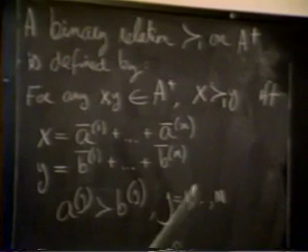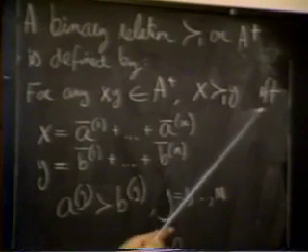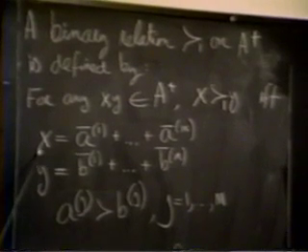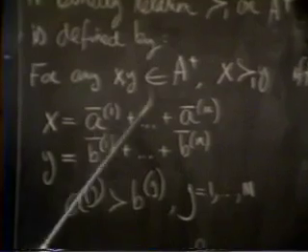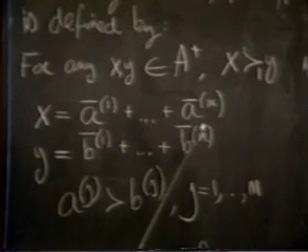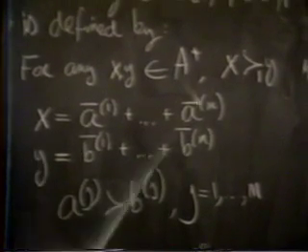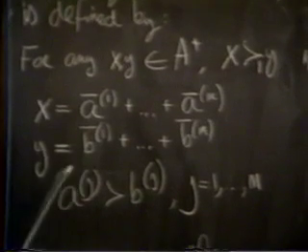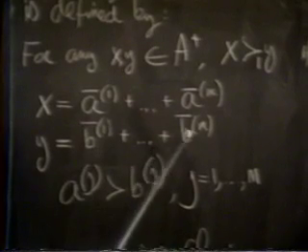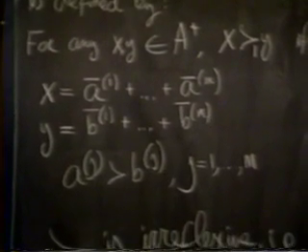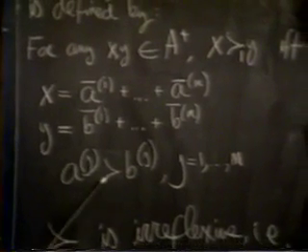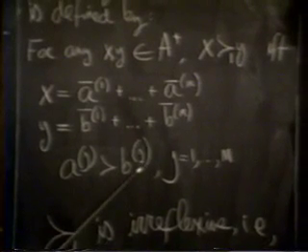Now we're going to define x to be greater sub 1 than y if and only if the following conditions hold. First, x is expressible as a sum of elements a1 bar up to am bar, where the a's, of course, are elements of our product set. Y is expressible as a sum of m other vectors, b1 bar up to bm bar, and for every j between 1 and m, a superscript j is greater than b superscript j.